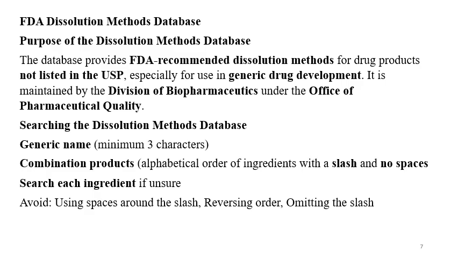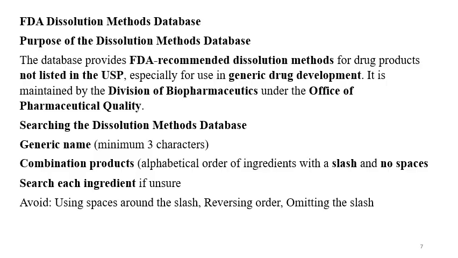So if you cannot find the monograph, or the product is new and the monograph is yet to come, then directly you can visit this database and collect the information as required. It is especially for use in generic product development. It is maintained by the Division of Biopharmaceutics under the Office of Pharmaceutical Quality of the US FDA.